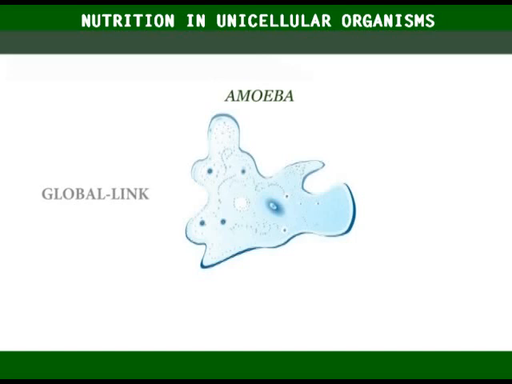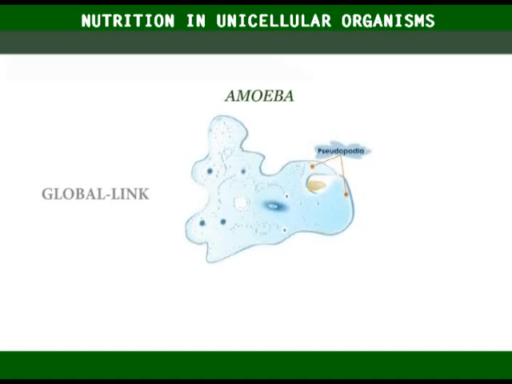When an amoeba senses the presence of food, it moves closer to it. Finger-like projections called pseudopodia extend and surround the food, eventually encircling it. This forms the food vacuole. Digestive enzymes then move into the vacuole to digest the food particles.